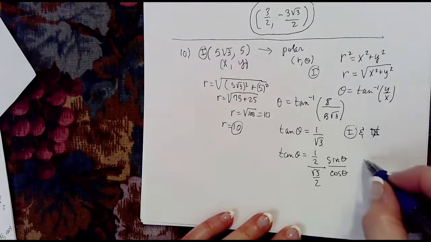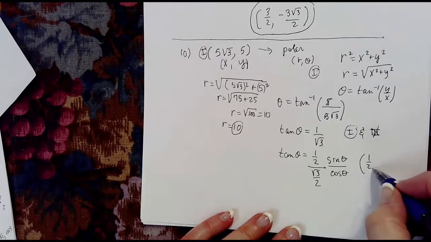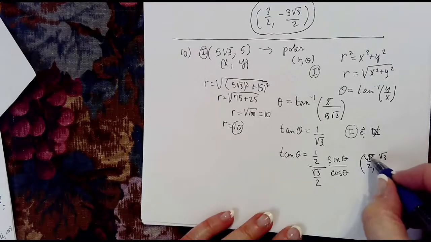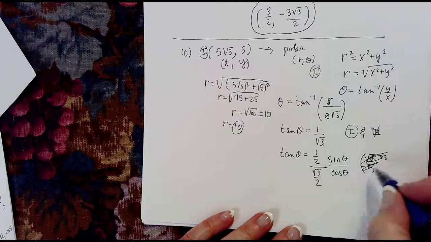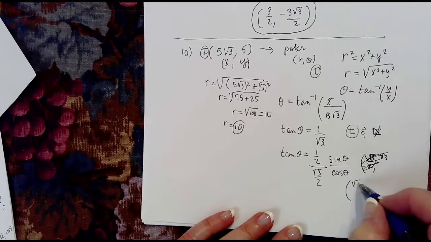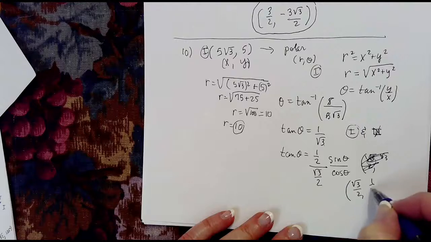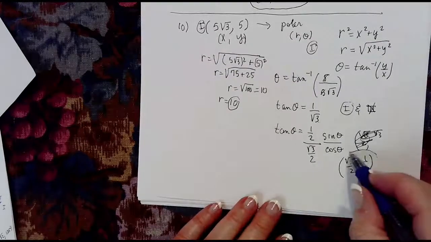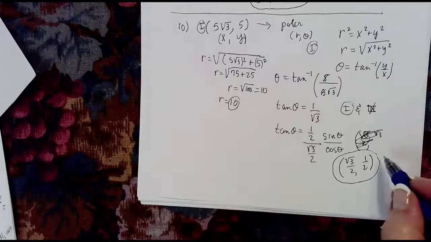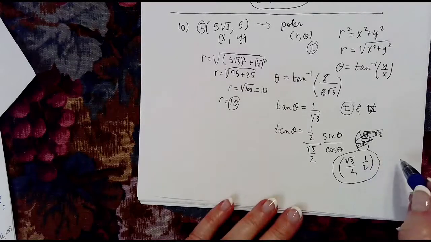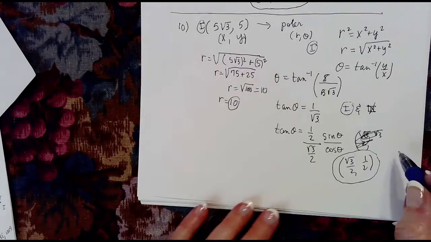So basically what we're saying is we're looking for the ordered pair, which is square root of 3 over 2 comma, let's try that again. We're looking for where cosine and sine. So we're looking for square root of 3 over 2 comma 1/2. That's what we're looking for on the unit circle to find this particular theta. So if you look on your unit circle, what particular theta gives me square root of 3 over 2, 1/2?